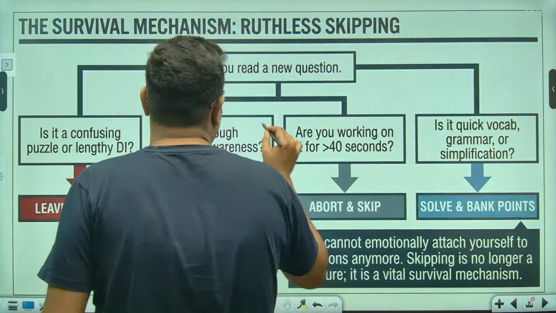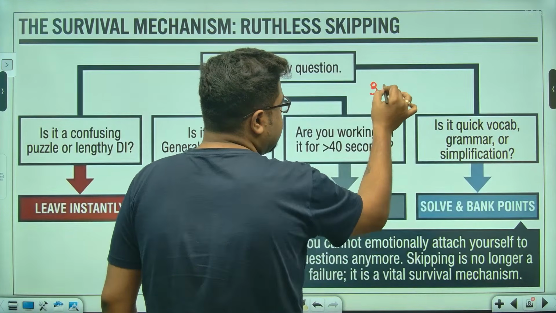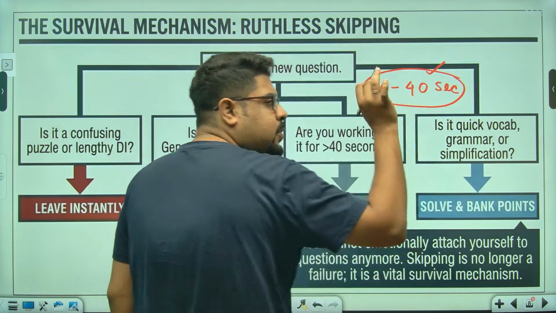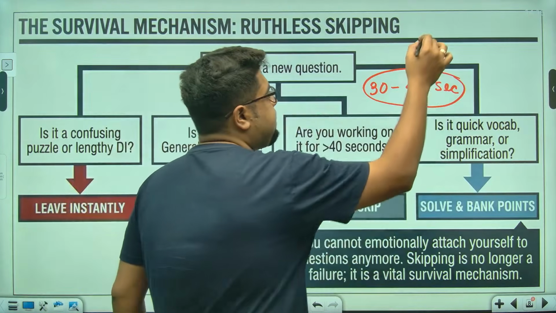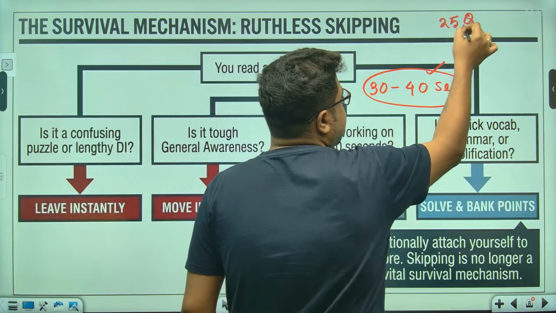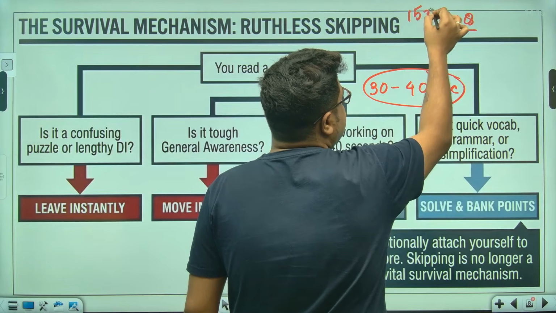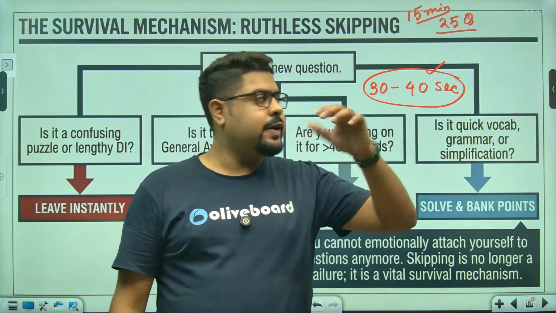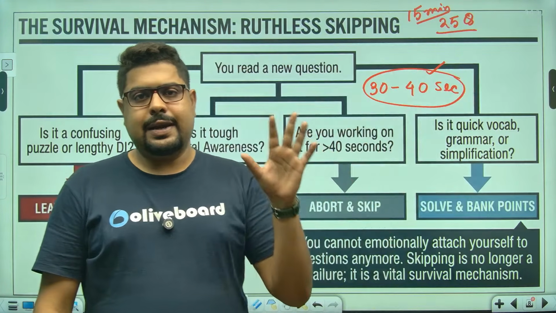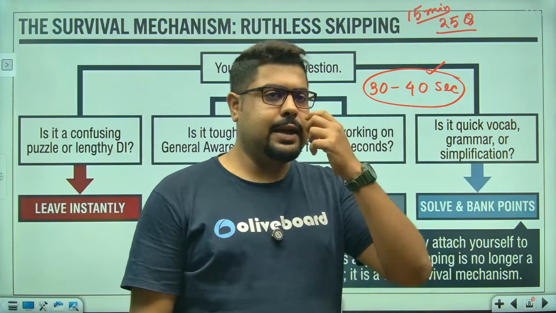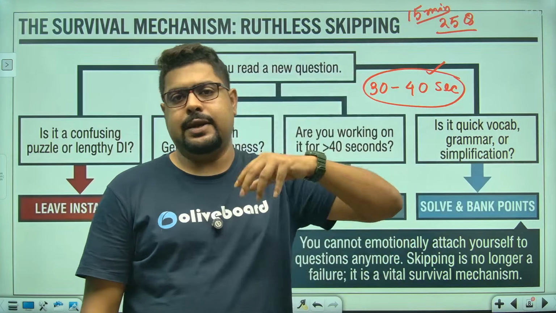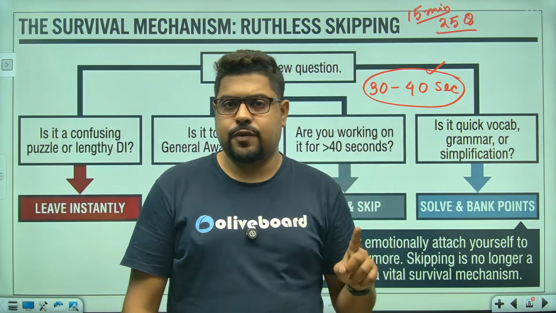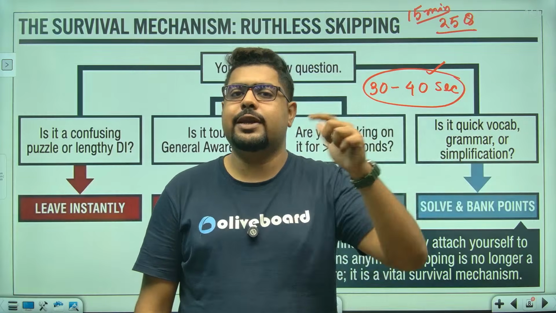Now, apart from that, this is a very interesting thing. The gist of this is 30 to 40 seconds. If you divide 25 questions by 15 minutes, you get 36 seconds per question. So round figure, 30 to 40 seconds. That is the ideal time. So if a question takes you more than 15 to 20 seconds just to comprehend after reading it, that means the question is not for you. You need to skip it and go to the next one.